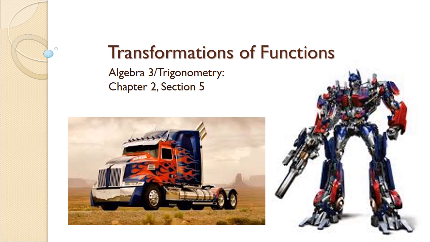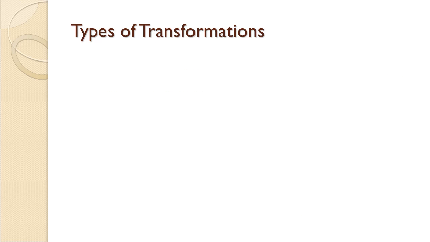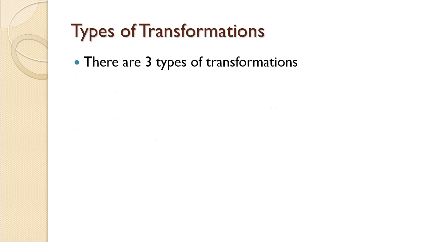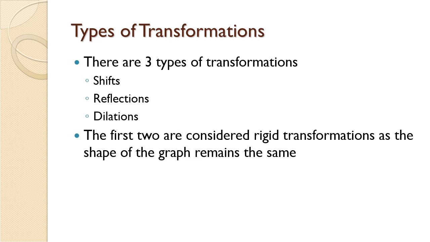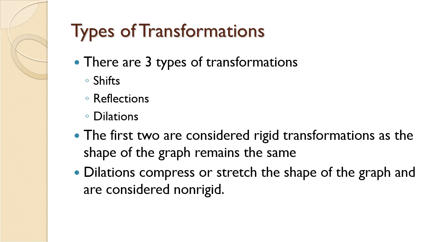Algebra 3, Chapter 2, Section 5, Transformations of Functions. Okay, we have several types of transformations. There's 3 of them to be exact. We have shifts, we have reflections, and we have dilations. The first 2 are considered rigid transformations because the shape of the graph remains the same. It's just that the shape moves on the graph. Dilations will either compress or stretch the shape of the graph and are considered non-rigid.